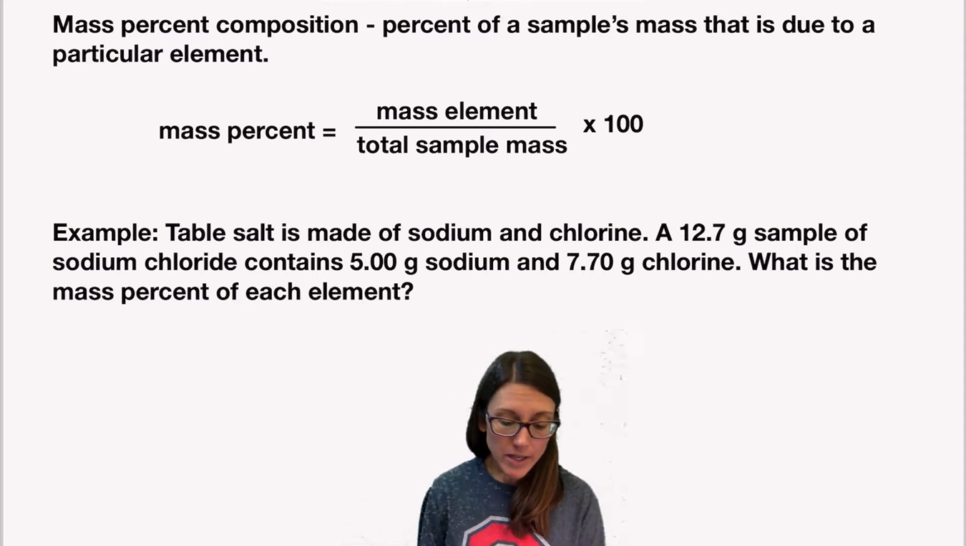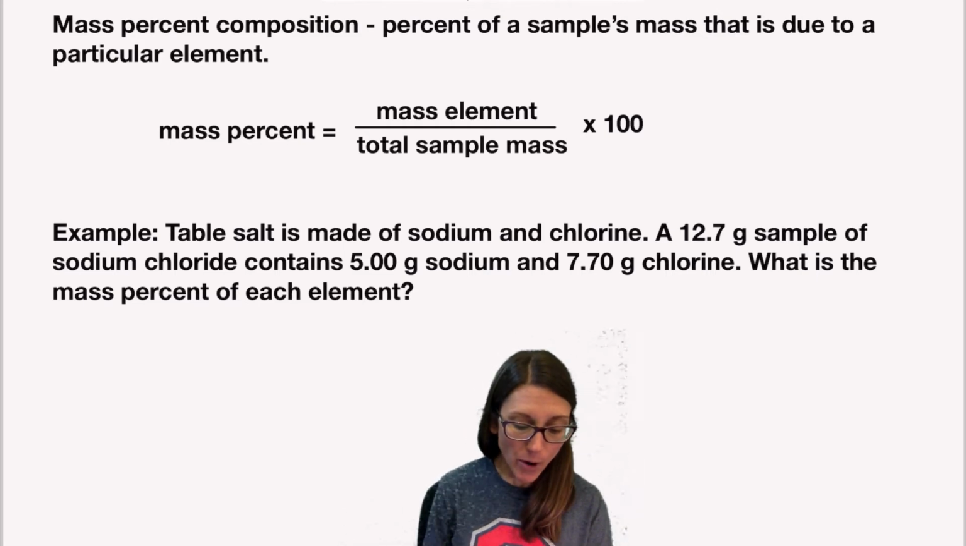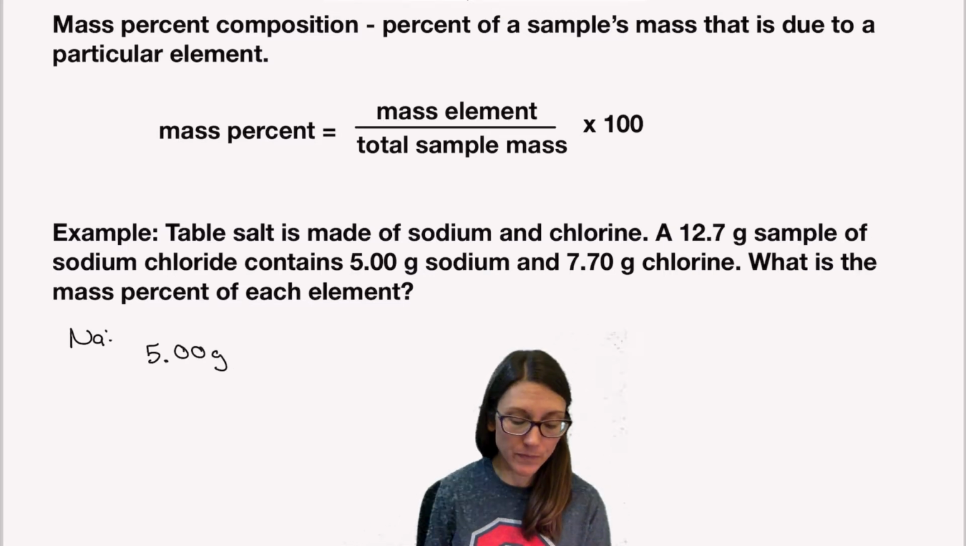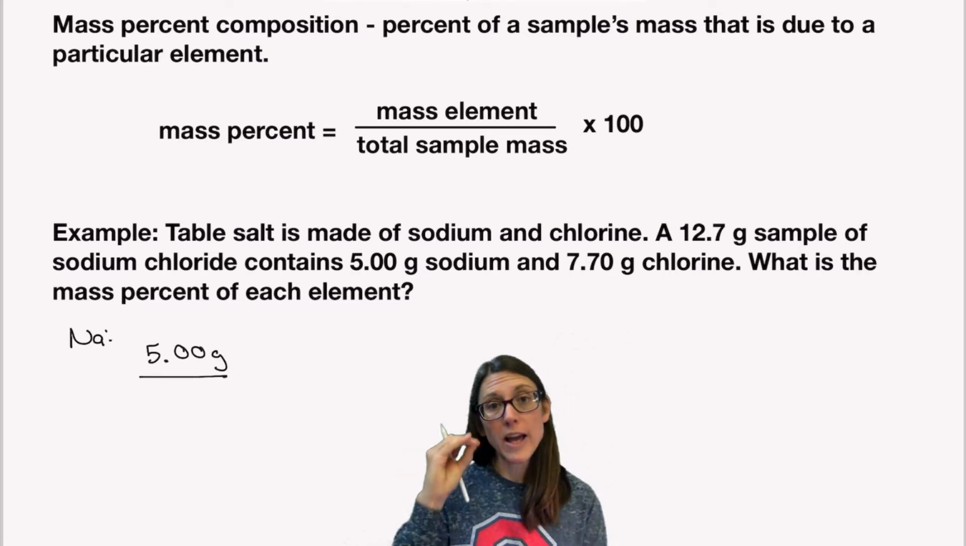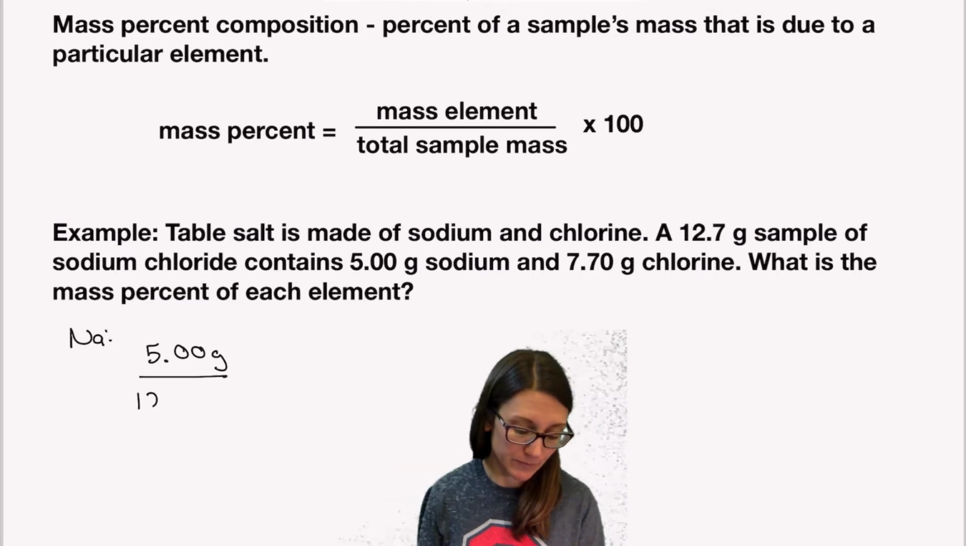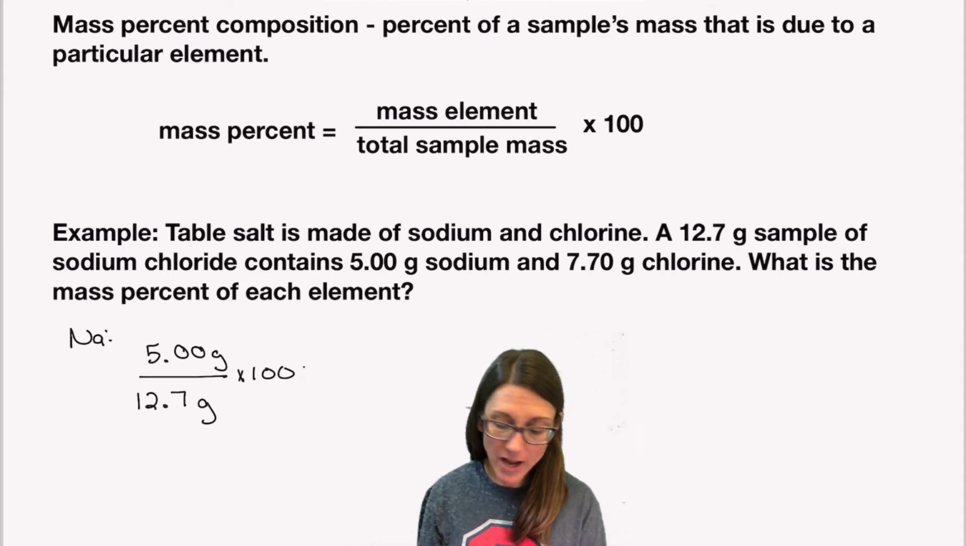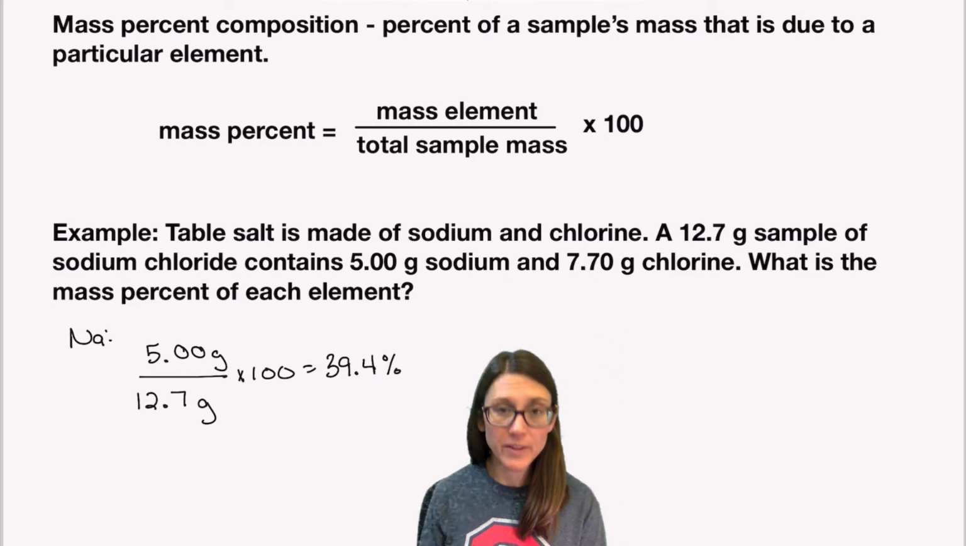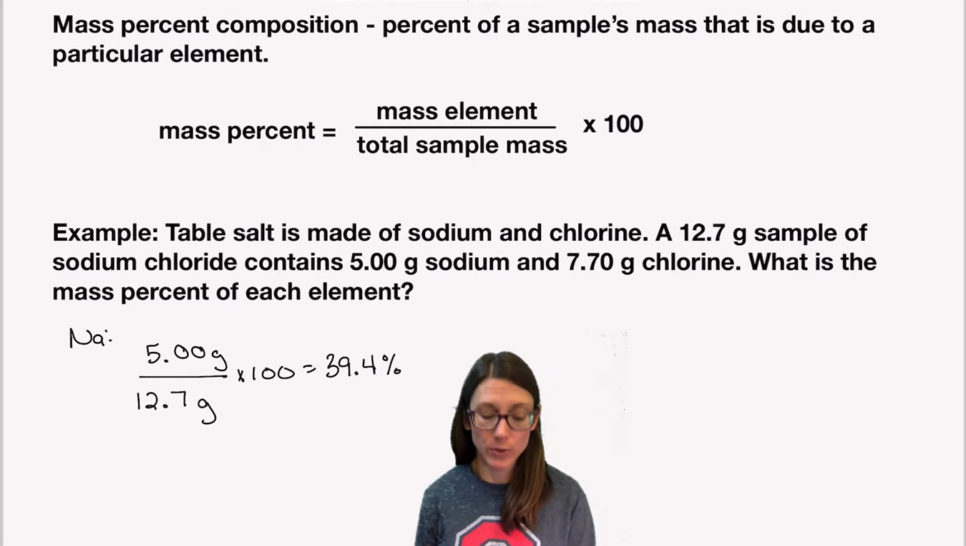What I'll do is I'll take my part, so if I'm looking for sodium here to start with, 5 grams is the mass of just the sodium. And then the whole is the total mass of the compound, and that was 12.7 grams. I'll take that, I'll multiply by 100, and I get 39.4%. I can do the same thing for the chlorine.